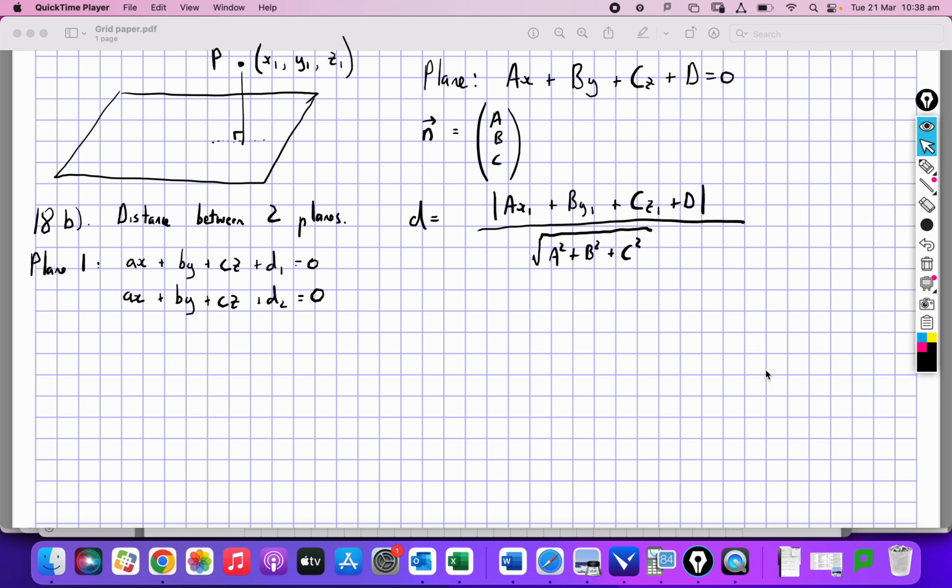Exercise 6H, question 18b, perhaps a bit confusing because it's in a more generalized form. When you get to question 18, you're finding the distance between two planes. Now the formula, we derived it as the distance from an external point to a plane, but you can use this formula to find the distance between two planes.